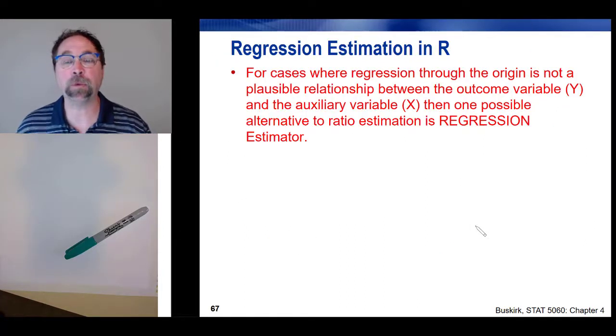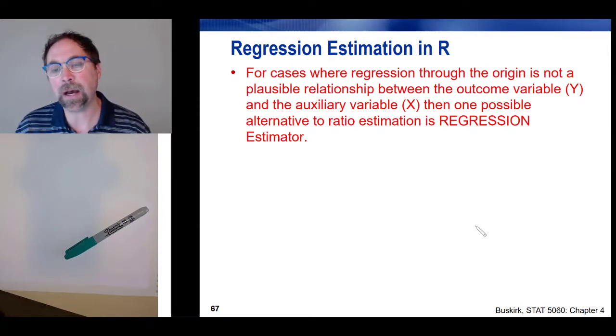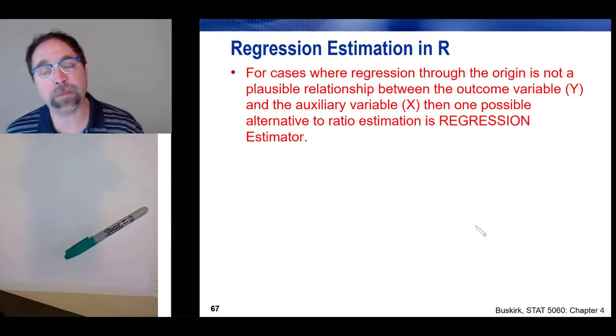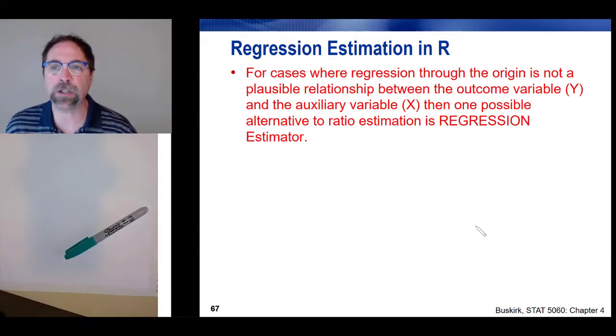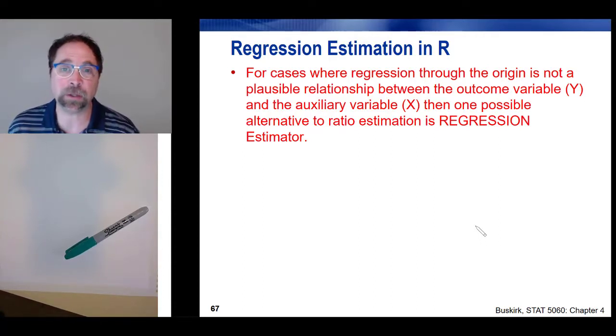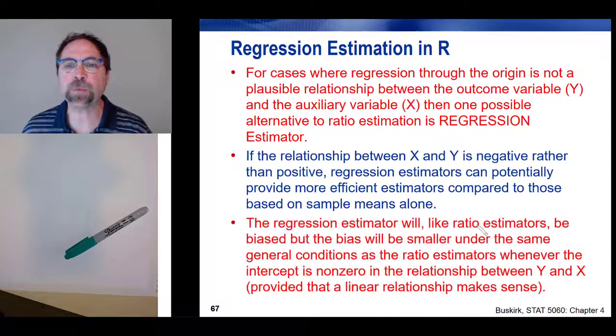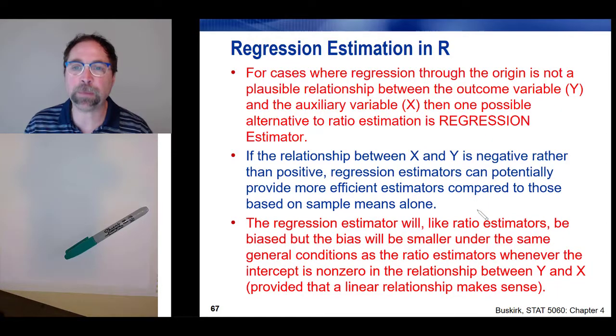And so we're going to work through an example here, and then I will talk to you about the estimators, and then how to calculate the standard errors, the estimators themselves, and then how to use R to get this information. So when you don't have a regression through the origin situation, and you have an auxiliary variable available for all of the units in the population, then you could use a generalization of ratio estimation called regression estimation. And this is really useful if the relationship between X and Y is negative rather than positive; regression estimators can certainly provide more efficient estimators compared to those based on sample means alone.